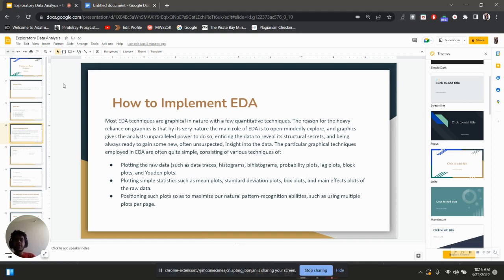The particular graphing techniques employed in EDA are often quite simple, consisting of various techniques. We can plot the raw data using graphs such as data traces, histograms, probability plots, and lag plots. We can plot simple statistics using mean plots, standard deviation plots, and box plots. Then we position such plots so as to maximize our natural pattern recognition abilities, such as multiple plots per page.